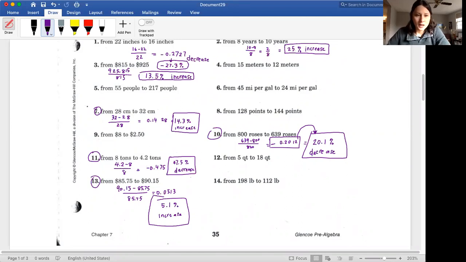Okay, 11 is also a decrease. It's 47.5% decrease. And then 13 is 5.1% increase. Okay.